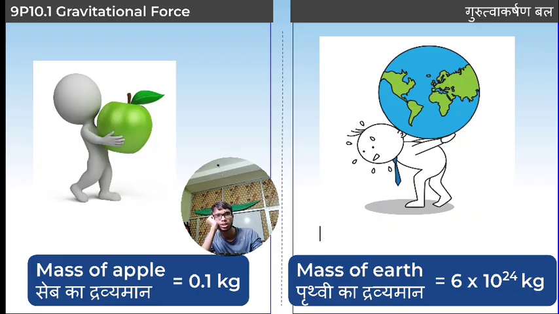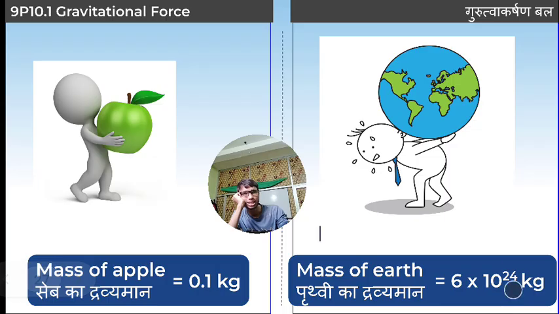Now let's see, what is happening here? To lift this much mass, you will have to apply more force. But for an object which has less mass, you will apply less force. You will apply less force to lift less mass.